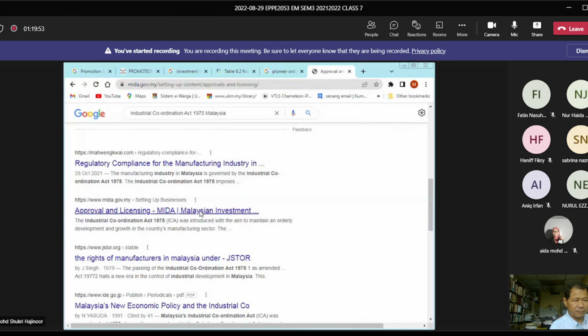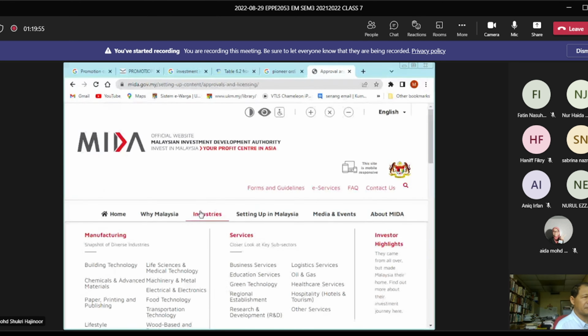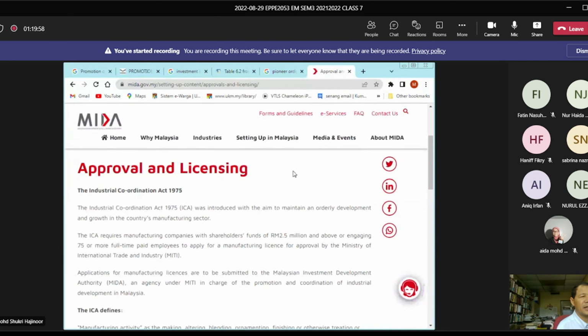This we read from MIDA. Okay, the Industrial Coordination Act of 1975 was introduced to maintain an orderly development and growth of the country's manufacturing sector. It requires manufacturing companies with shareholders' funds of 2.5 million or above engaging 75 or more full-time employees to apply for a manufacturing license for approval by the MITI.